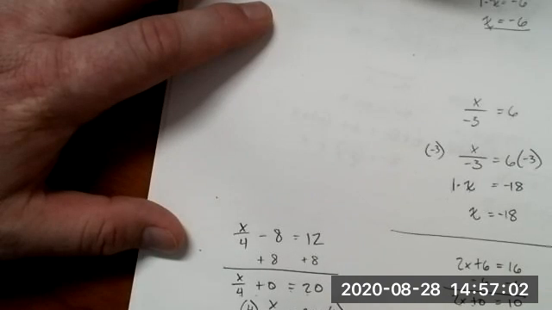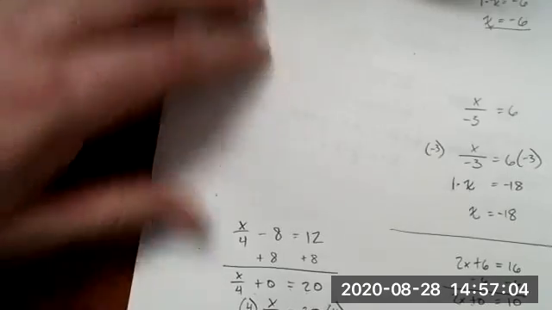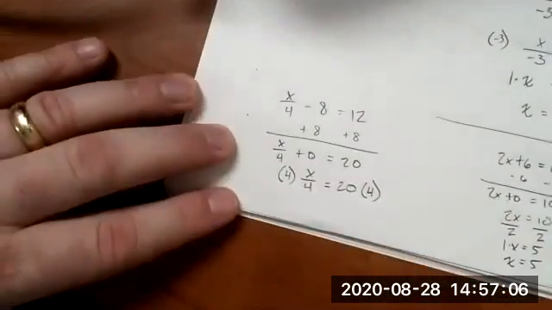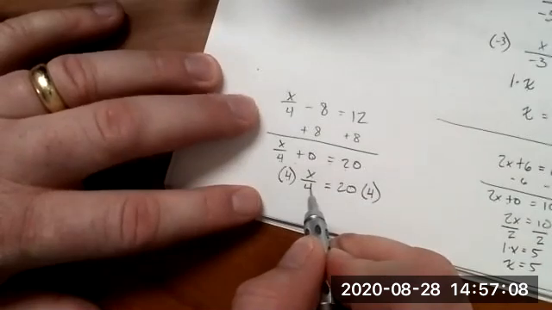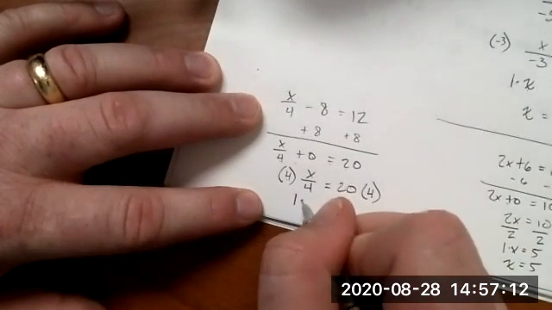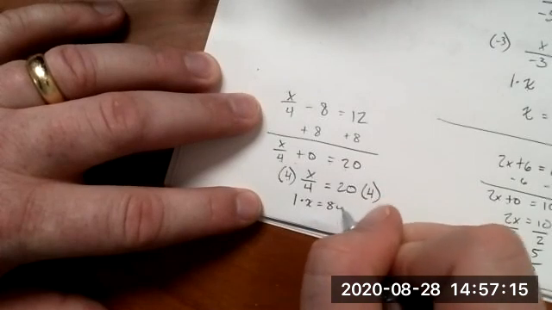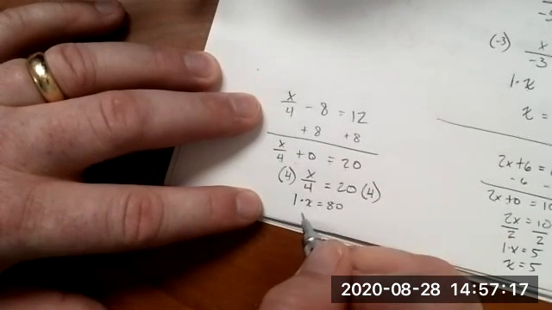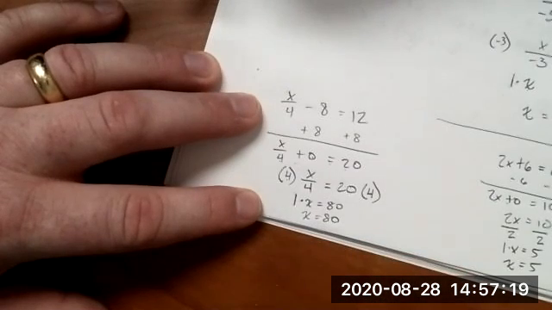The way to get rid of division is through multiplication. So I'm multiplying both sides by 4. The reason I did that is that 4 divided by 4 is 1. 1 times x is equal to 80. If 1 times x is 80, then x has to be 80 because 1 times any number is itself.